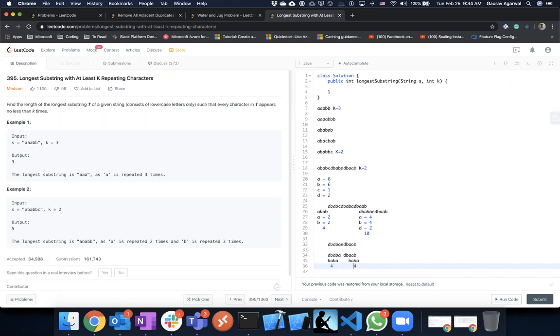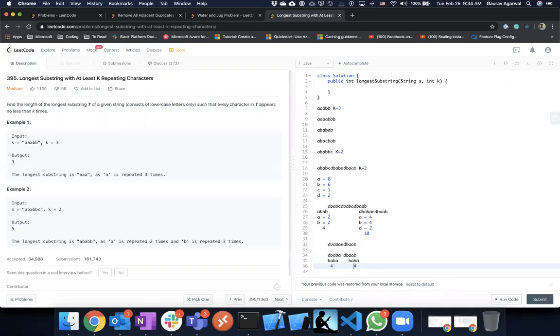So this is the approach that was suggested, and it's divide and conquer. We can keep dividing, finding the bad character, and then divide the string, find two similar subproblems, and repeat.